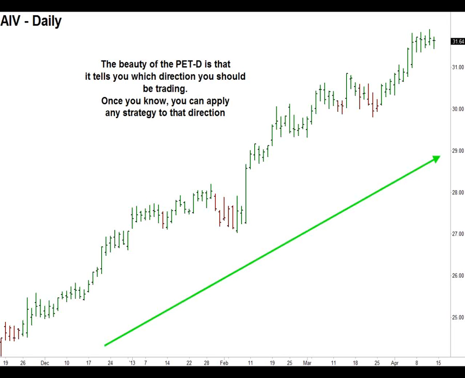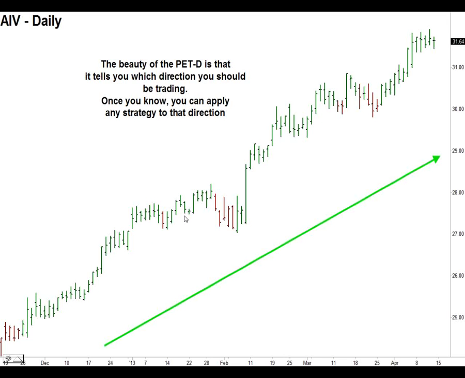Now, we have a number of tools, but what's great about the PET-D is that it's great for spotting those trends early. That's why it's called the Primo Early Trend Detector. So as you can see here, we have a series of green and red bars, but look at the majority of these bars here in green, and look at how they started right here at the very bottom and told you well in advance that we were going higher.